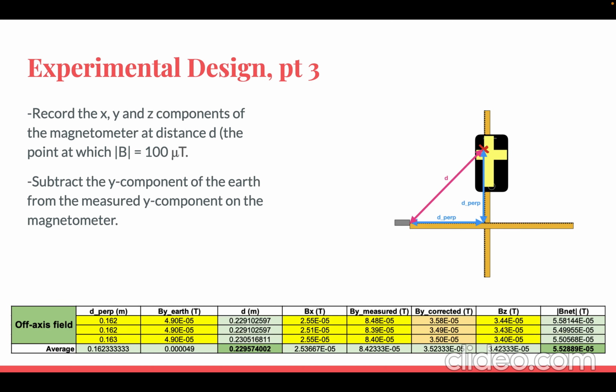And then for part 3 of the experimental design, we're just recording the X, Y, and Z components of the magnetometer at a distance d. So first we slid it along the x-axis until B was 100, and then we matched the y to the found x component, and that gave us this value of d. And then we have to make sure we're subtracting the y component of the Earth from the measured y component so that it's more accurate. And this was our final value we got.